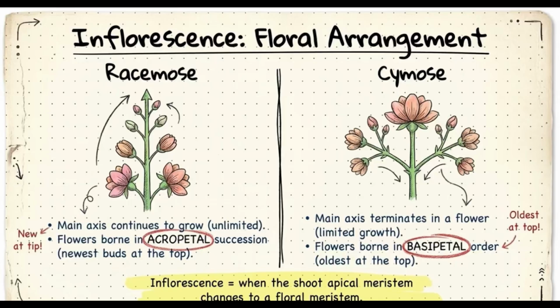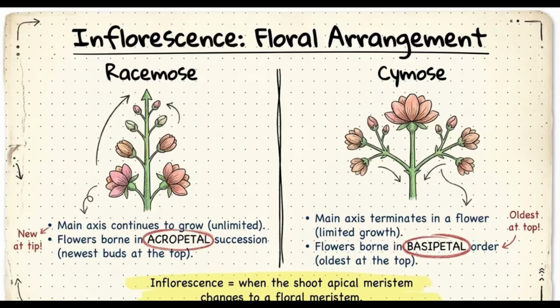And the plant basically has two choices here, according to the notes. The first is racemose, where the main axis just keeps growing. Right. It's unlimited. It leaves a trail of flowers behind it, with the newest, youngest buds always at the very top. This is called acropetal succession.